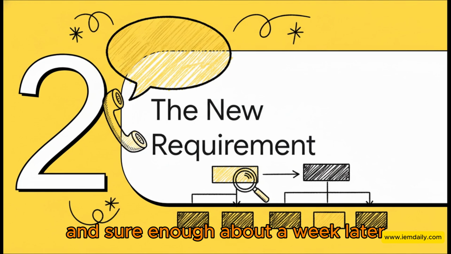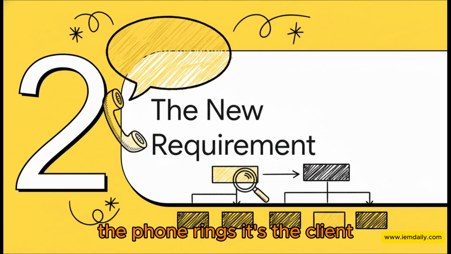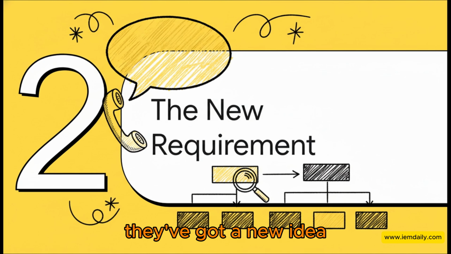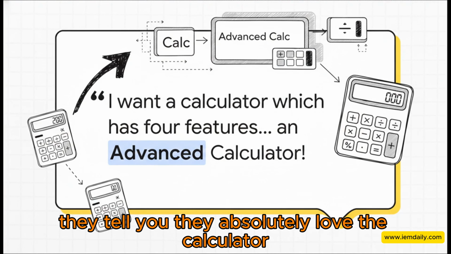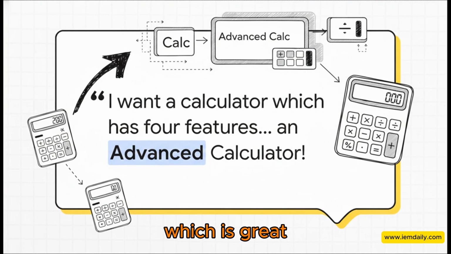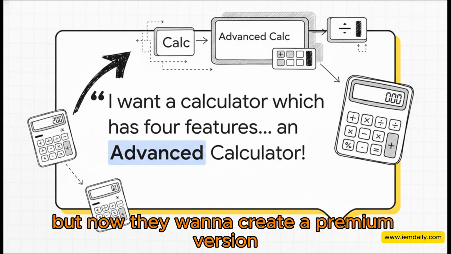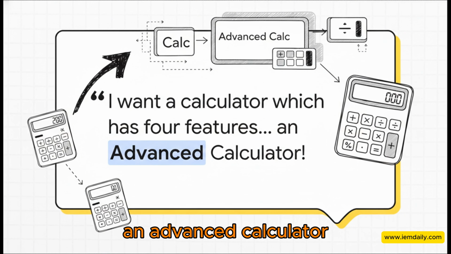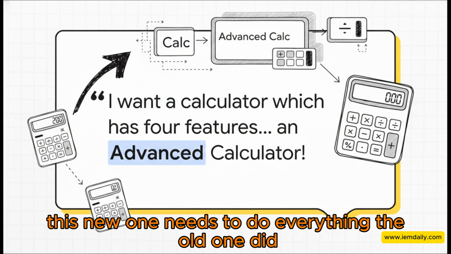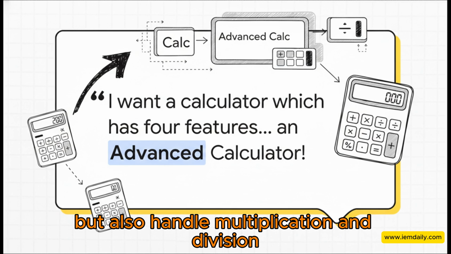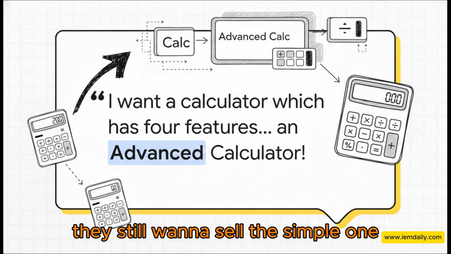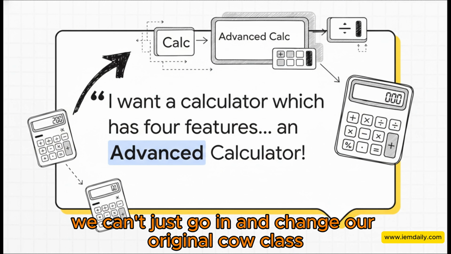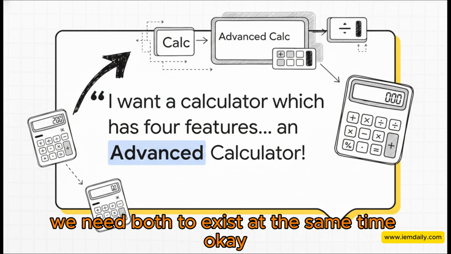And sure enough, about a week later, the phone rings. It's the client. They've got a new idea, and this is where our little story starts to get really interesting. They tell you they absolutely love the calculator, which is great, but now they want to create a premium version, an advanced calculator. This new one needs to do everything the old one did, but also handle multiplication and division. Here's the catch, though. They still want to sell the simple one, so we can't just go in and change our original Calc class. We need both to exist at the same time.